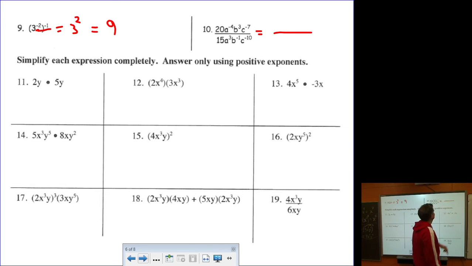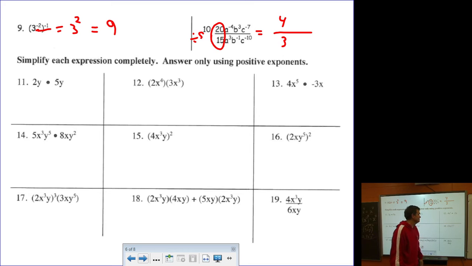Number 10. Well, the first thing I need to do in 10 is simplify the fraction 20 over 15. Both of those can be divided by 5. 20 divided by 5 is 4, and 15 divided by 5 is 3. Then we take a look at the variables.